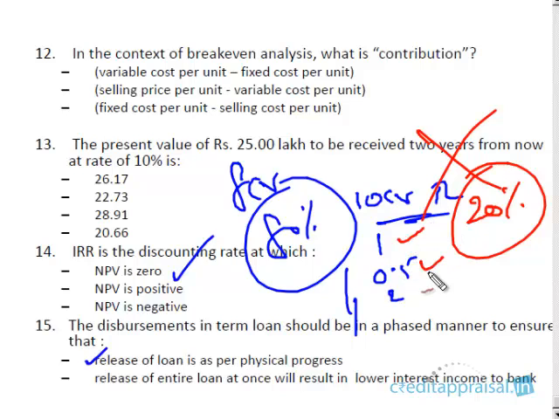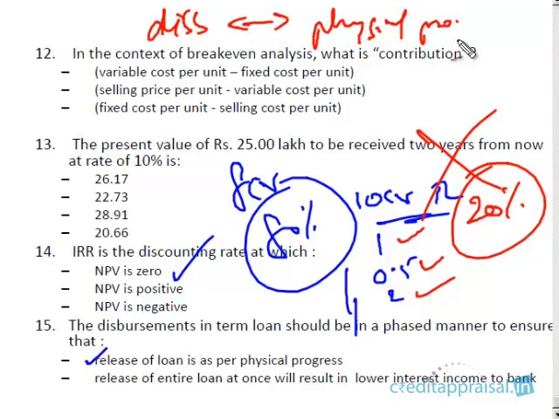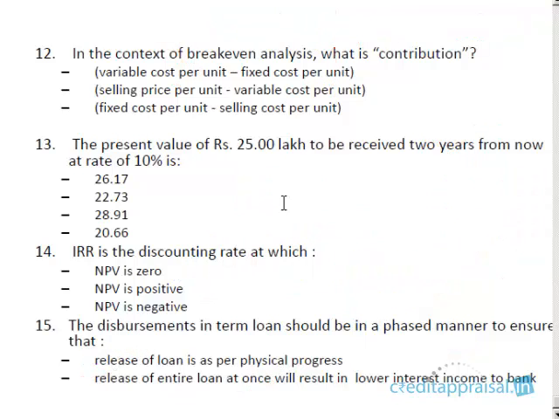So why do we slowly release in phases? To ensure that the disbursements are in tune with the physical progress, right? Disbursements and physical progress should be related. They should go hand in hand. So you go on disbursing and see that the physical progress is also there. That is why we ensure disbursement in a phased manner, to ensure that the loan is commensurate with the physical progress, right? So the first option is correct.